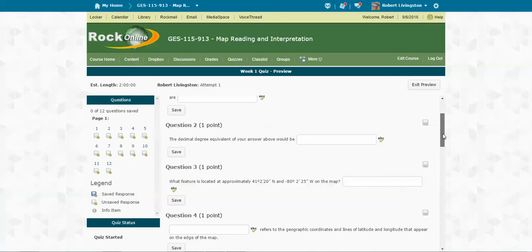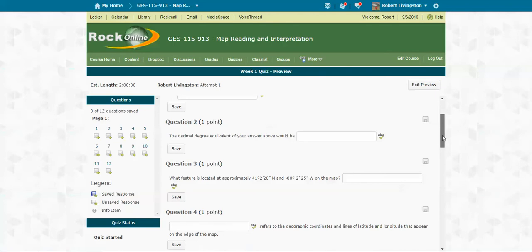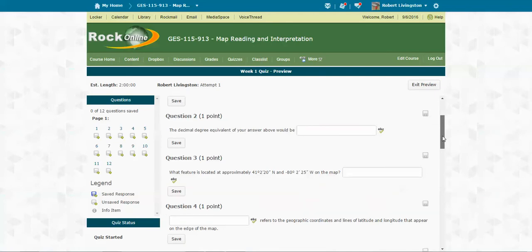Now the flip side occurs in question 3, and in question 3 it says, what feature is located at 41 degrees, 2 minutes, 20 seconds north, and negative 80, which again, since it's negative 80, that means west, 80 degrees west, 2 minutes, 25 seconds. And so again, I'm asking you now with a set of coordinates to find something.